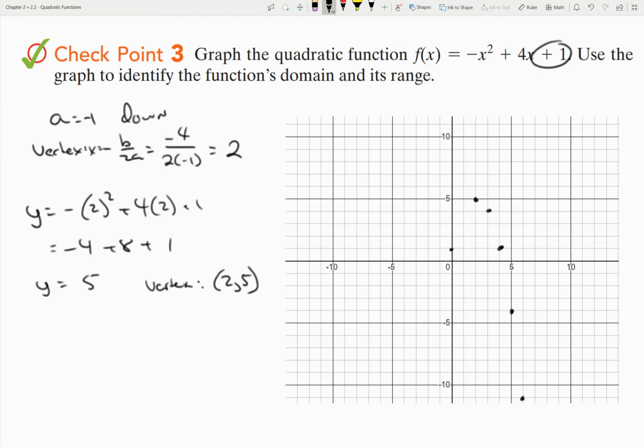Okay. And reflect across. And there's my graph.